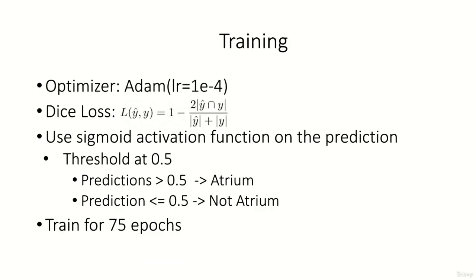We will train our model by using the Adam optimizer with an initial learning rate of 1e-4 together with the currently most used loss for segmentation tasks called dice loss. The dice loss is defined as 1 minus 2 times the sum of the intersection between the predictions y hat and the labels y divided by the sum of our predictions y hat plus the sum of our labels y. In code it looks as follows.